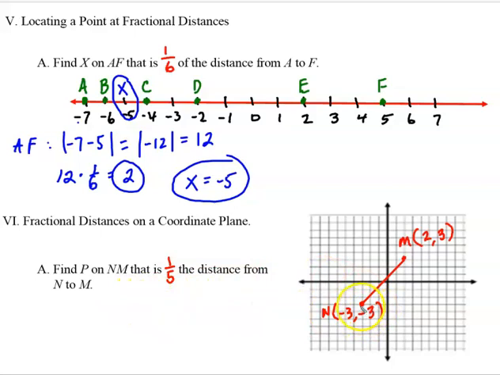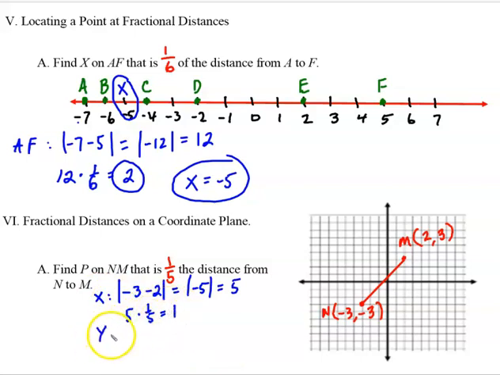Well, it's very similar. We find the distance between the x coordinates. Here, the distance between the x coordinates: -3 minus 2, the absolute value of -5, which is +5. Then I'm going to multiply this +5, which is the distance, times the fractional distance that we're asked to find. So 5 times 1/5 is equal to 1. Now we'll come back to that 1 in just a second.